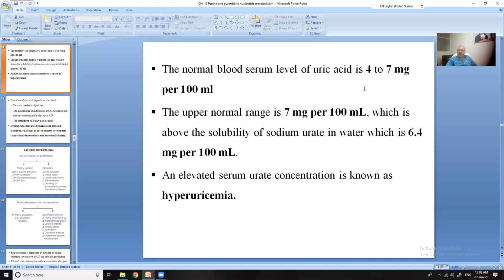In blood, I told you that the concentration is 4 to 7 milligram per 100 ml of blood. And if it is more than 7 milligram per 100 ml, then it is known as hyperuricemia.